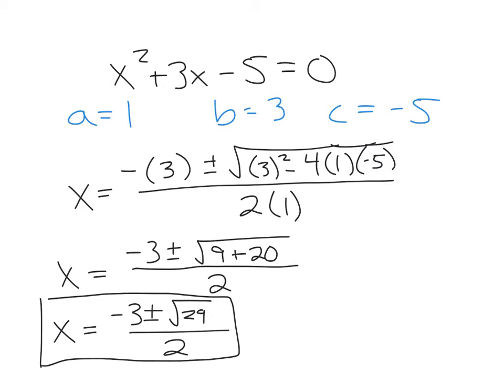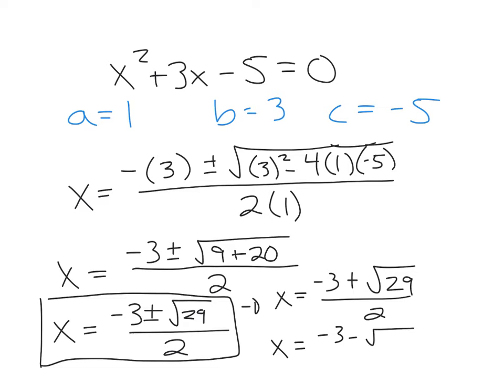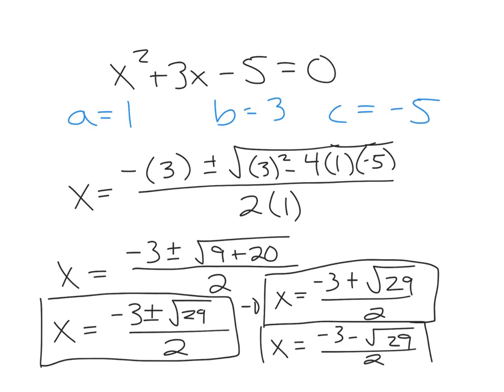Please understand this represents 2 different solutions. It represents x equals negative 3 plus the square root of 29, divided by 2, and also x equals negative 3 minus the square root of 29, divided by 2. So just be aware that there are 2 unique solutions, not just one. And so that's basically what we're doing today. Let's take a look at another one.